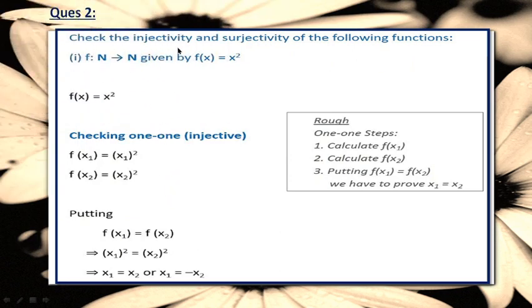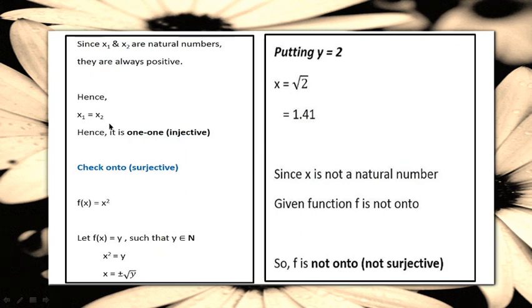Now let's check injectivity and surjectivity of these given functions. In the same way we have to check one-one and onto. The function is defined from N to N and the function is x squared. In the same way we will take f(x1) = f(x2), so x1 squared is equal to x2 squared. We know that when we remove the squares we take both plus and minus values: x1 = x2 and x1 = -x2. But the function is defined from N to N, so we will ignore the second one and take x1 = x2. Hence the function is injective.